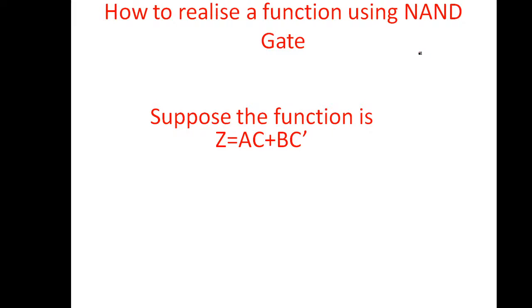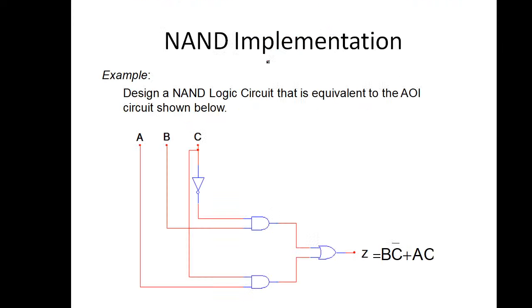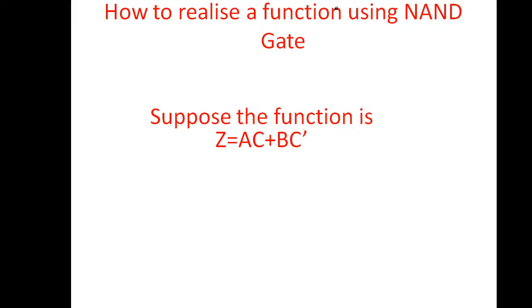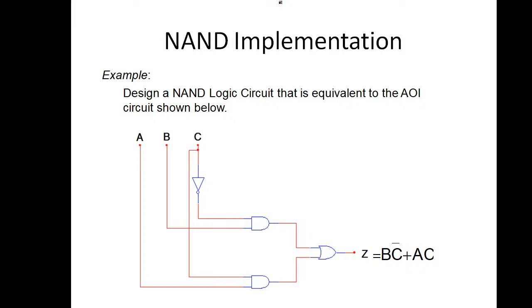Now how will you do it? Like you take a function like this, okay. What is the function I have taken? Same function I have taken here, AC plus BC bar, okay. This is the function I have taken. Now the first slide is for the simple basic gate implementation, it's not the NAND implementation, okay.